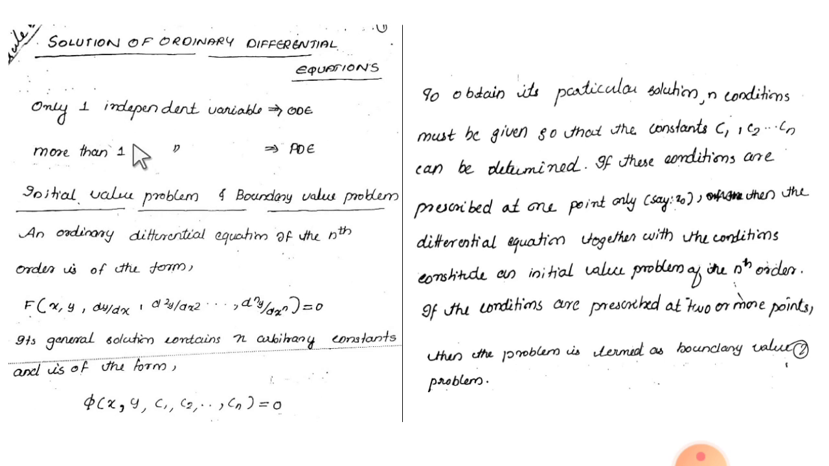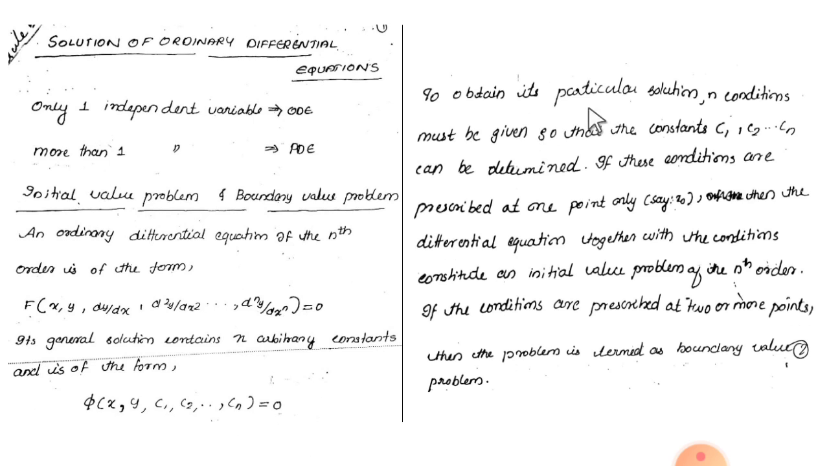Those equations which have only one independent variable are called ordinary differential equations, and those which have more than one independent variable are called partial differential equations. So we can take a look at initial value problem and boundary value problem. An ordinary equation will be of the form f of x, y, dy by dx, d square y by dx square, etc., d raised to n y by dx raised to n equal to 0, and its solution will be of the form phi of x, y, c1, c2, etc., cn is equal to 0.